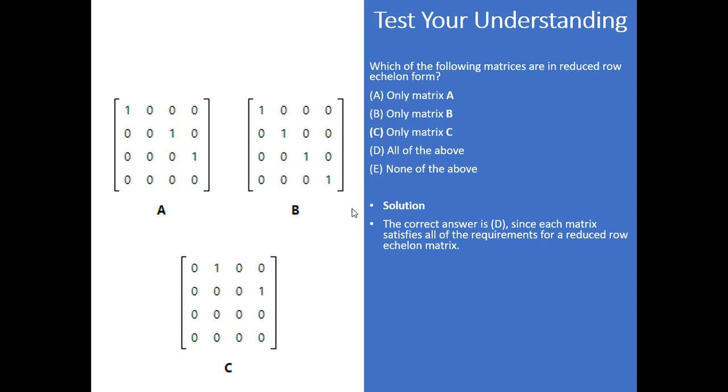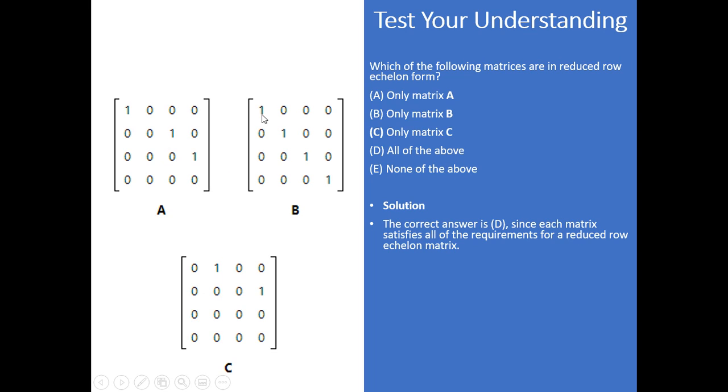If not, the answer is D. So the correct answer is D, since each matrix satisfies all the requirements for a reduced row echelon form. Again, for this one, all of them have a 0 on top and bottom. They satisfy all the row echelon form requirements, but they also satisfy the fact that our leading entries not only have a 0 below them, but they also have a 0 above them.